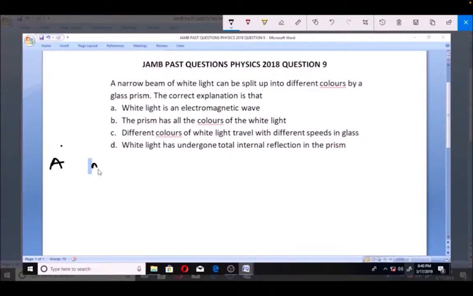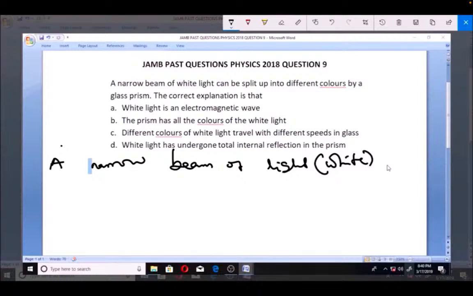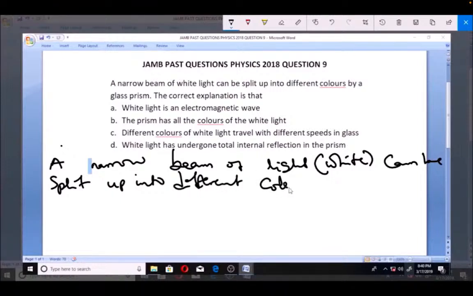So we say that a narrow beam of light. What happens to a narrow beam of white light? Can you tell me what happened? It can actually be split up. A narrow beam of white light can be split up into different colors. That follows from what we have up here, by a glass prism. So if you want to split up a narrow beam of white light, you use what we call a glass prism.